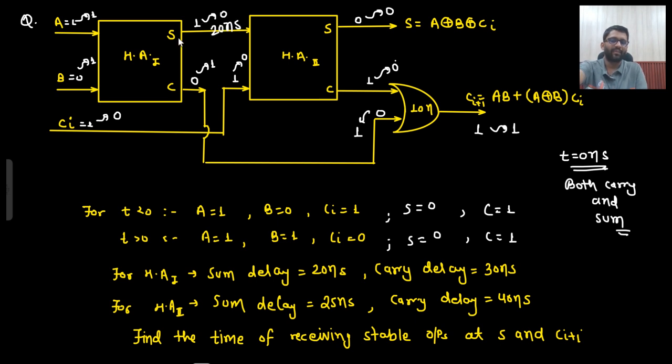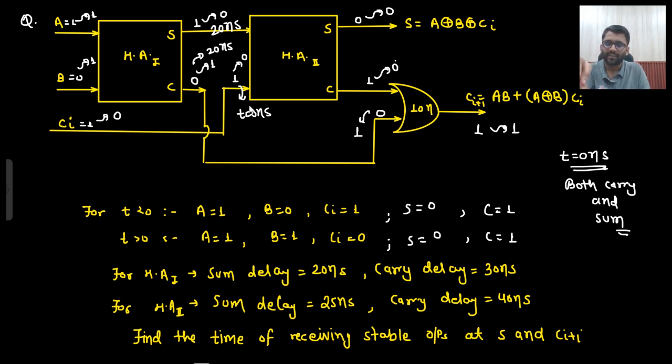This guy will become stable after 20 nanosecond, right? But this guy is stable only, because it did not change. Let's see the next question. This 20 nanosecond, just let's keep it written. And what about this? This will be after 20 nanosecond as well, and this became stable at t equals to 0 nanosecond only. Although they are of no use, but still, what if someone asks?